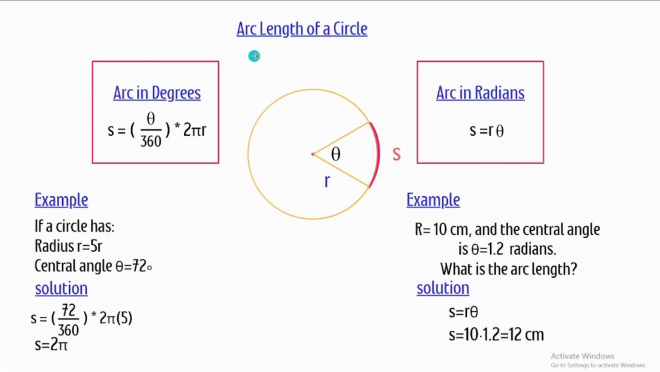Now we will take the arc length of a circle. This is the arc. The arc is a part of the circumference, and the sector is a part of the area of the circle. This arc is also subtended by an angle theta, the central angle. So the arc, which we denote by S, equals theta over 360 times 2 pi r, the length of the arc. What is 2 pi r? This is the circumference.